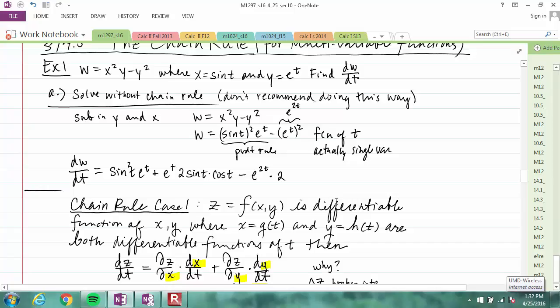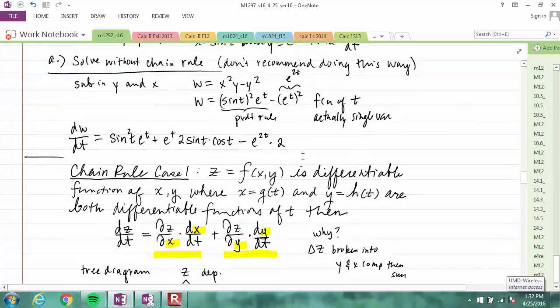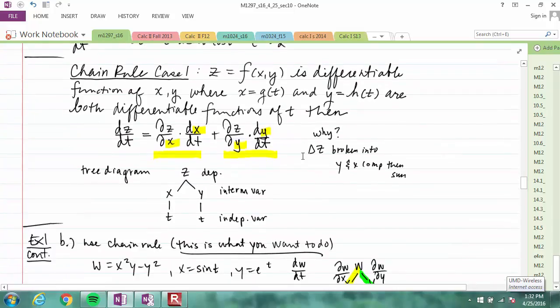So the first example is not going to be how we're going to actually do this, but just to speak to it for a minute. We have w equals x squared y minus y squared, where x equals sine t and y equals e to the t, find dw over dt. And so there's a way to avoid using the chain rule, which isn't always going to work, but you could do it. So we're going to learn the chain rule.